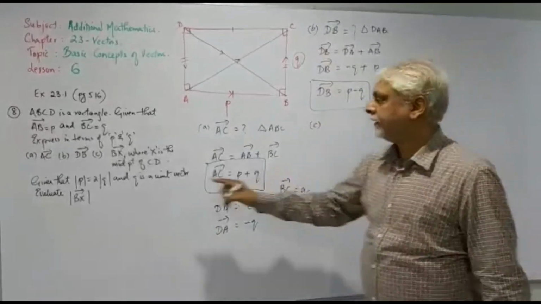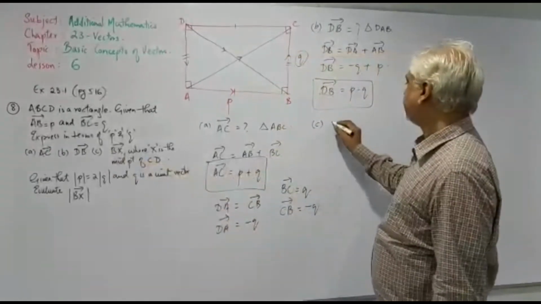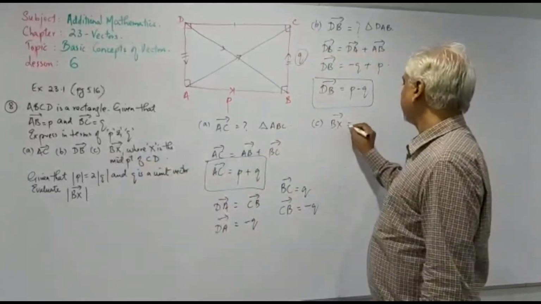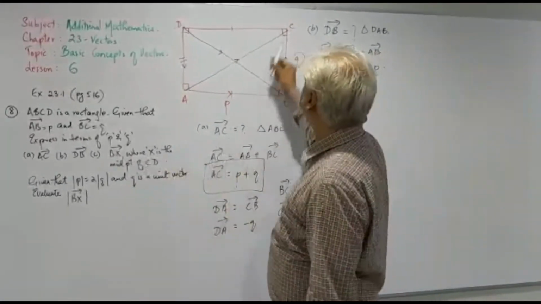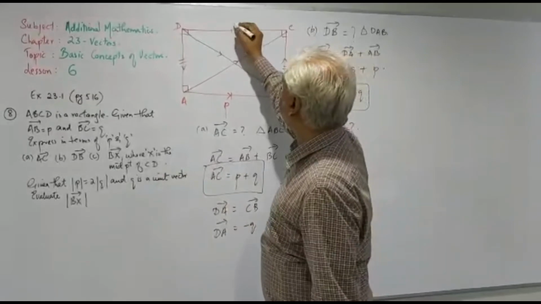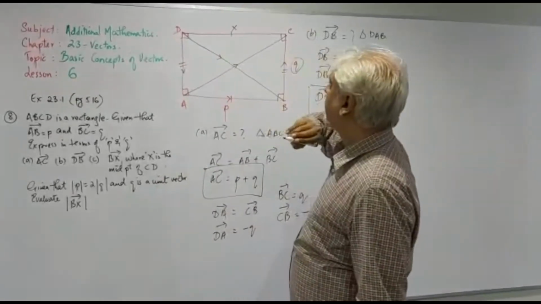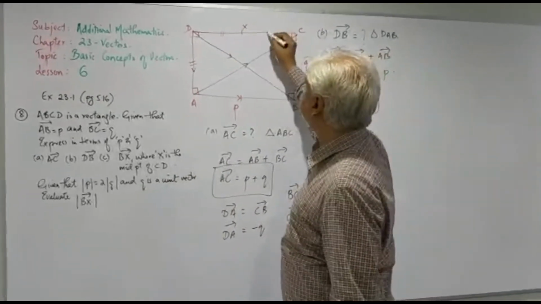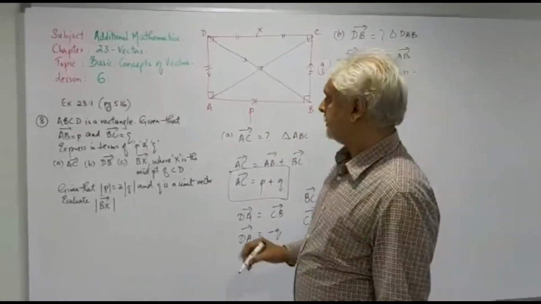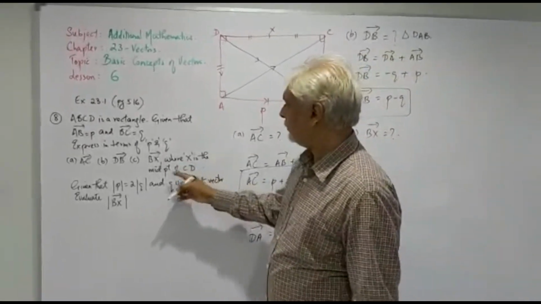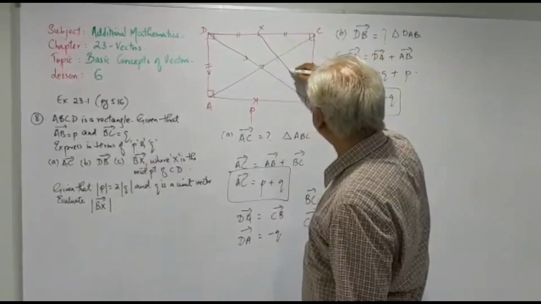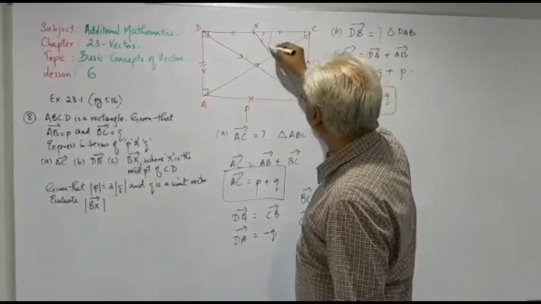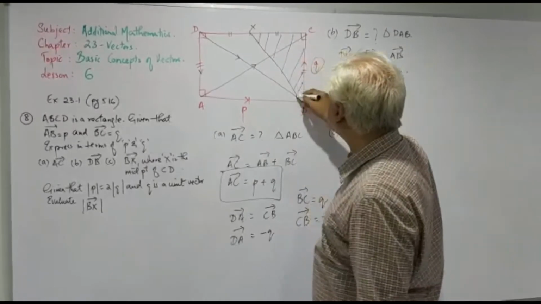Now in part C, it says BX. What is BX equal to? Where X is the midpoint of CD. CD, let's say this is the midpoint and this is X. So that means this side is equal to this side. So where X is the midpoint of CD, you have to find BX. This is BX.